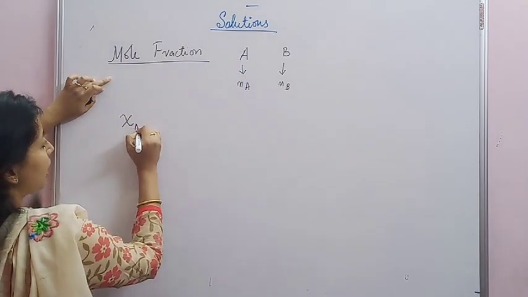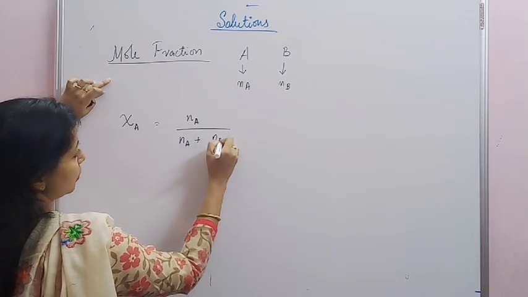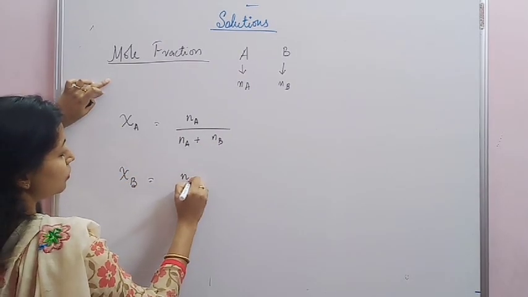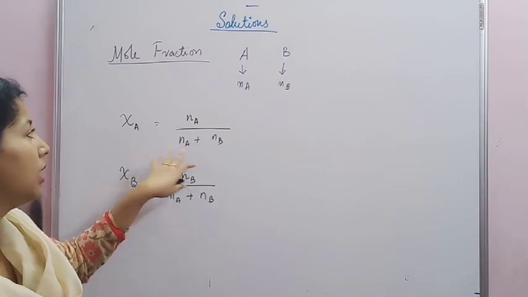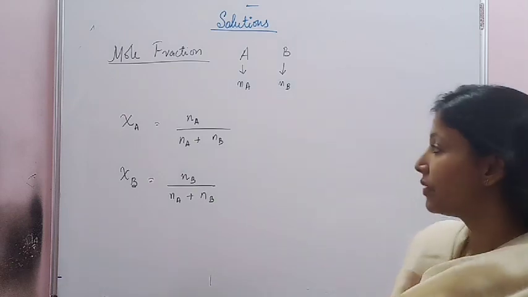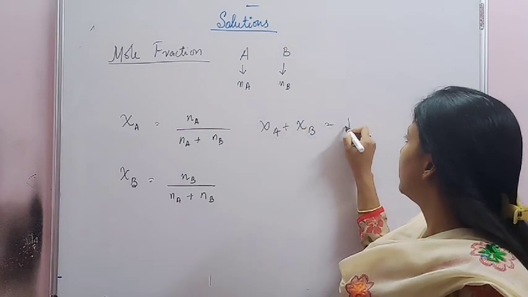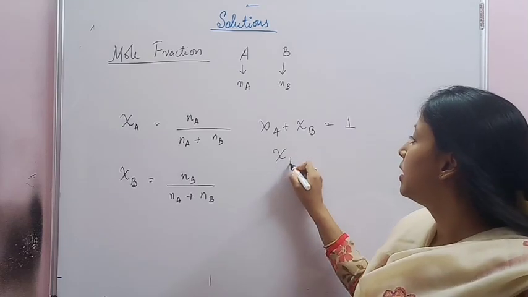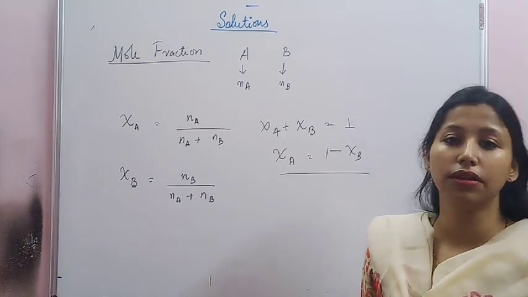So, mole fraction of A will be number of moles of A divided by number of moles of A plus number of moles of B. Similarly, chi B will be number of moles of B divided by number of moles of A plus number of moles of B. So, this is the formula. Additionally, you should always remember that chi A plus chi B, that means the mole fraction of the solution, is equal to 1. And chi A is equal to 1 minus chi B. These are the relations that you will use in numericals.